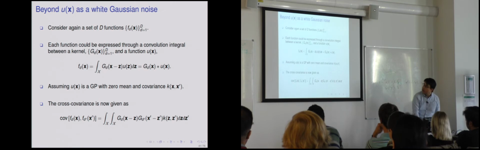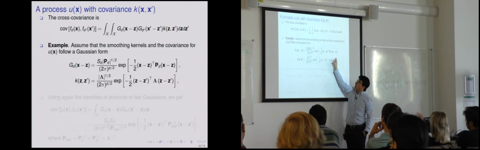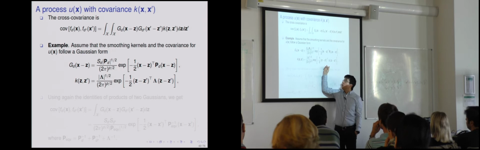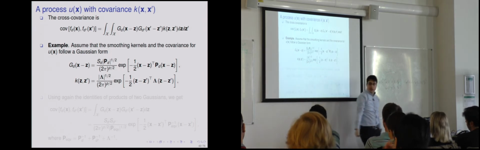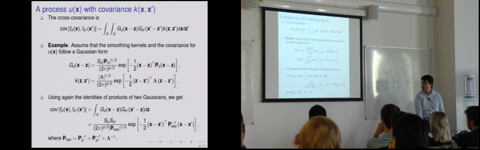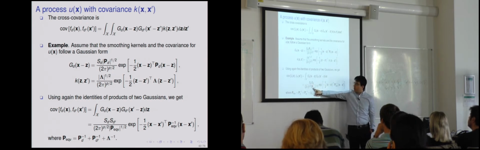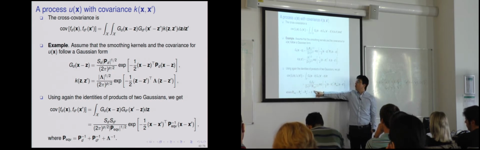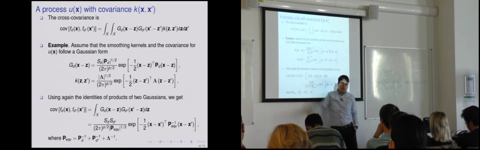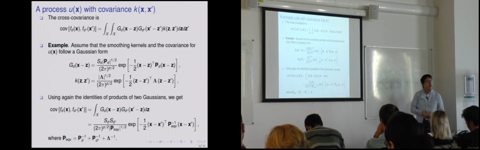The easiest example of this type of process is, again, if I choose a Gaussian form for the smoothing kernel and a Gaussian form for the covariance of the latent process. Then, applying the same tricks that we saw there, we can compute the cross covariance, which is going to have this form that you see here. But now the equivalent covariance or precision matrix includes this additional covariance of the latent process. All right. Any questions?